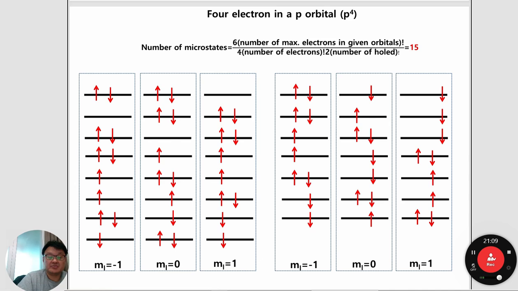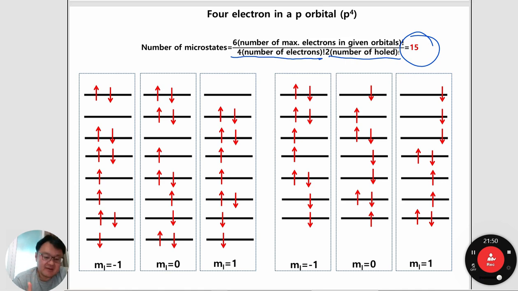Okay, let me go to the system where we have 4 electrons in p orbitals. Number of microstates, again, 6 factorial, the number of maximum electrons in given orbitals. We are still talking about p orbitals. Maximum 6 electrons can go into the p level, so 6 factorial, now divided by 4 factorial and 2 factorial, since we have 4 electrons and 2 vacancies. So we come up to 15. We should have 15 microstates. Now you see all 15 microstates here.